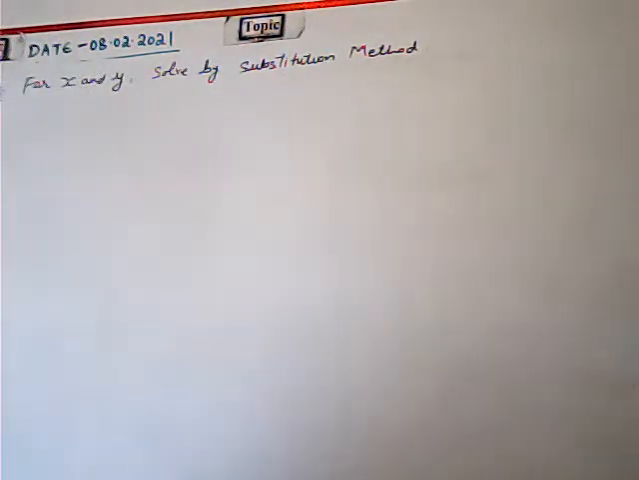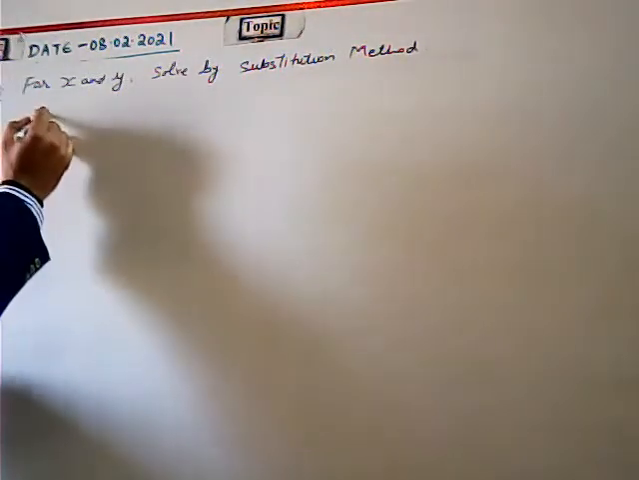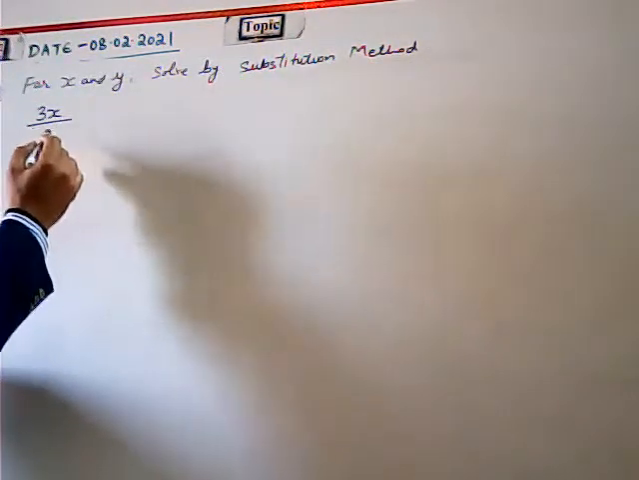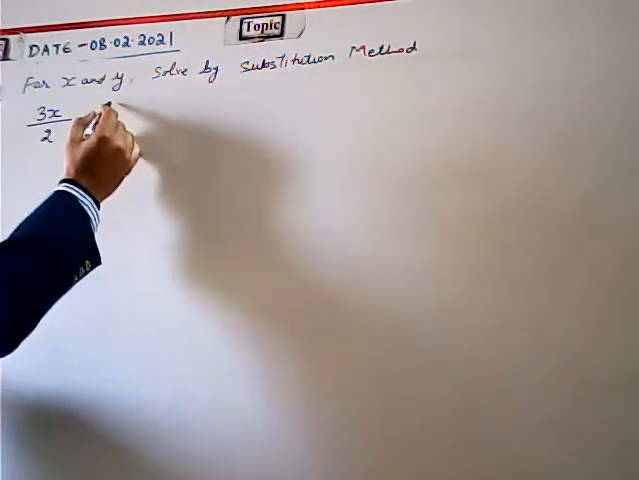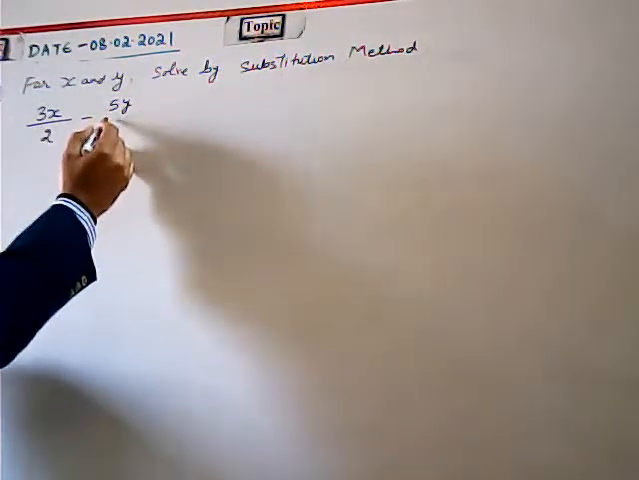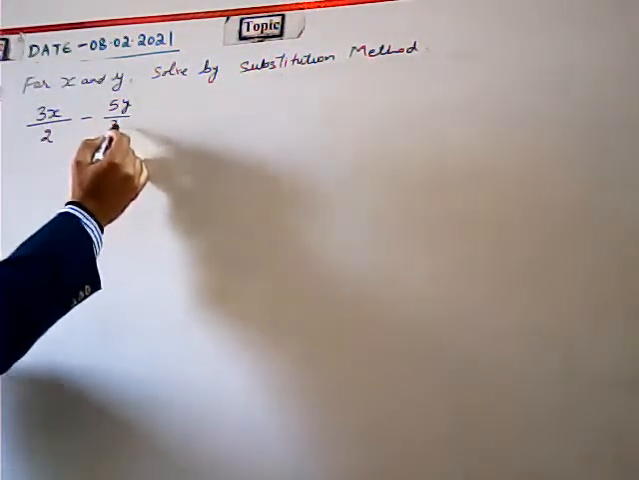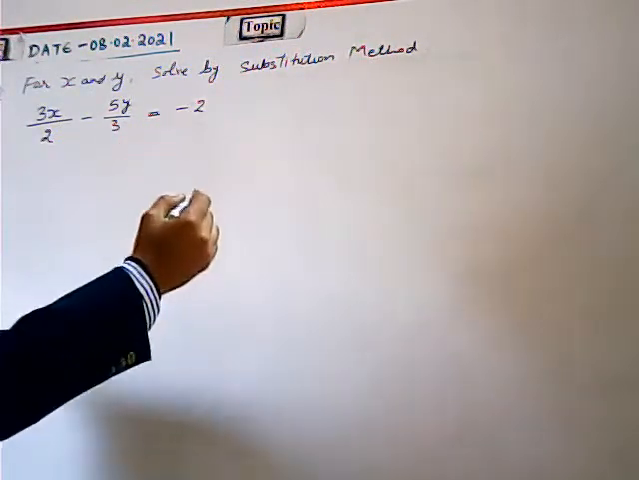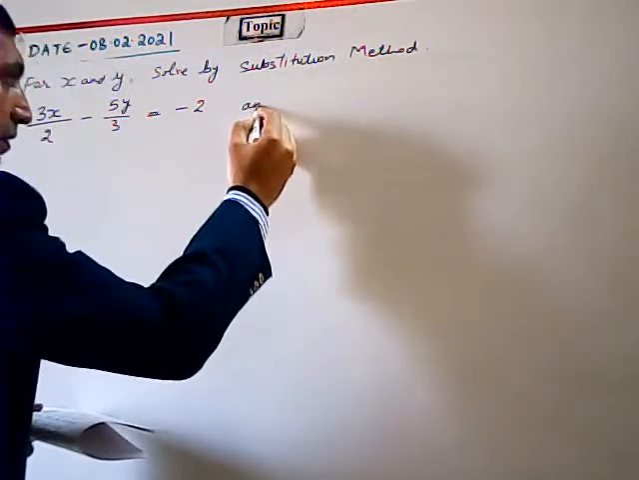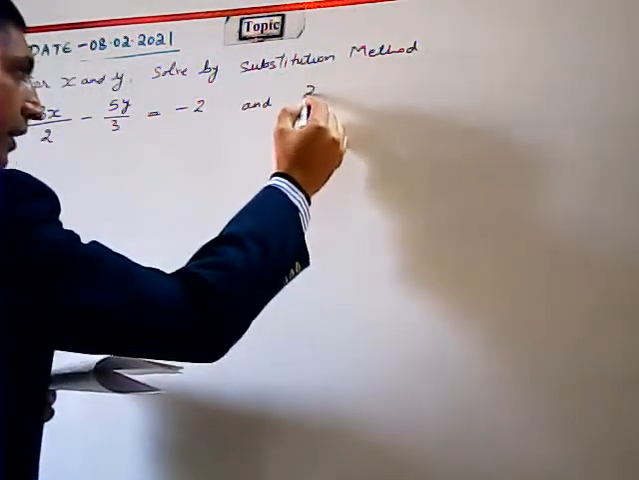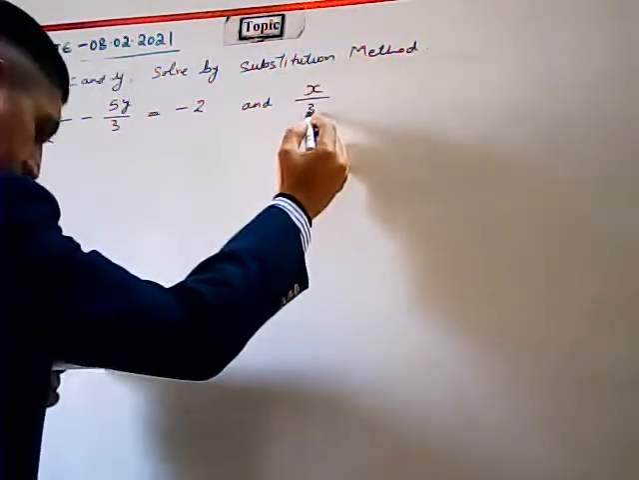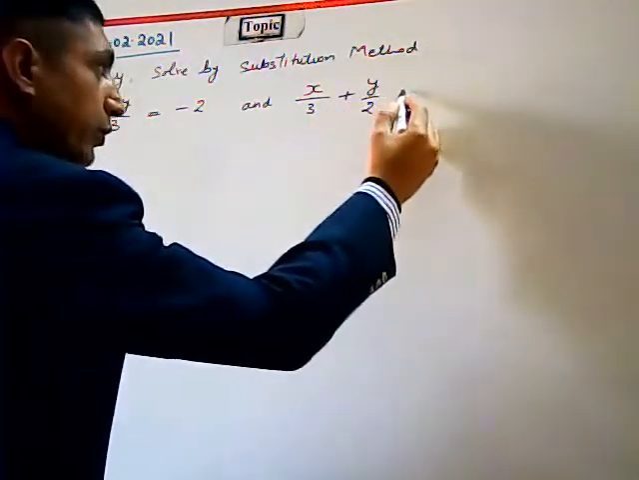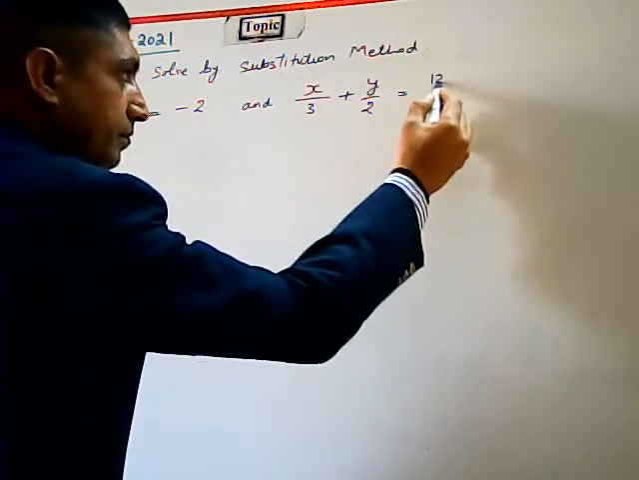So the equations are 3x minus 5y upon 3 is equal to minus 2, and x upon 3 plus y upon 2 is equal to 13 upon 6.